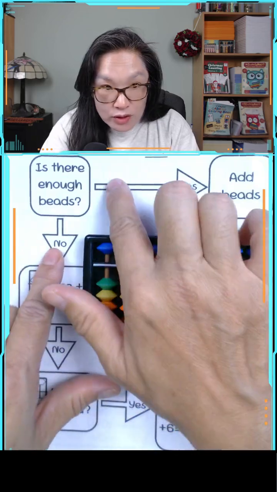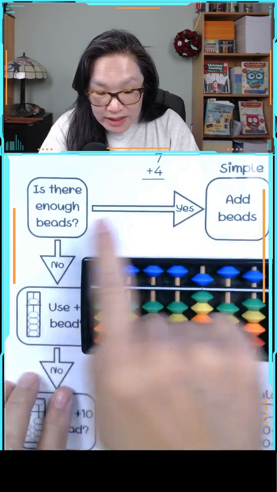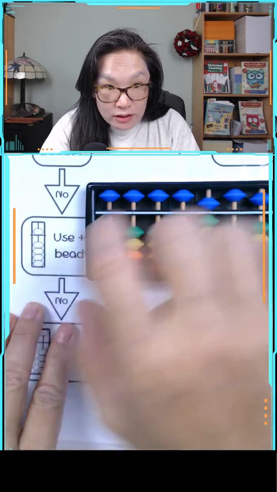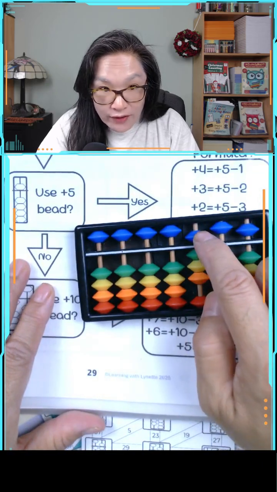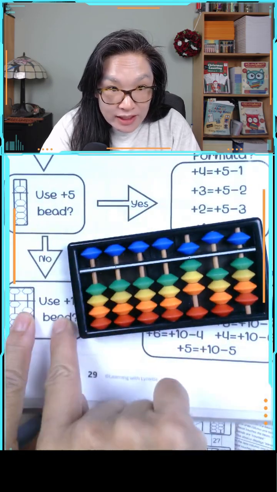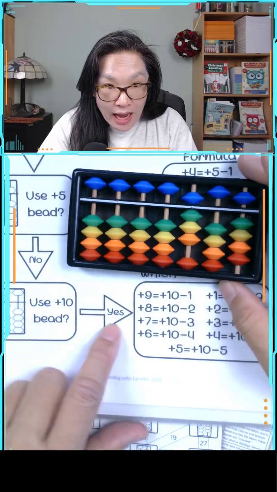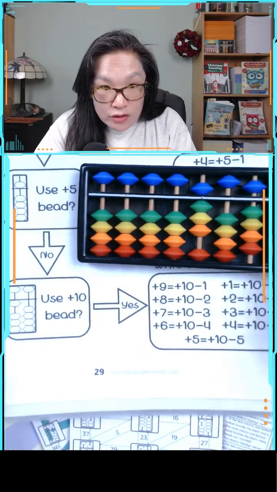So this is where the workflow is. Is there enough beads? Yes or no? If there is, then you add the beads. If not, you go down to here, right? Can you use the 5? No, you cannot use the 5 because it's already being used. So it's a no. So that's why you go down to here. There is no more, right? So now I do 4.